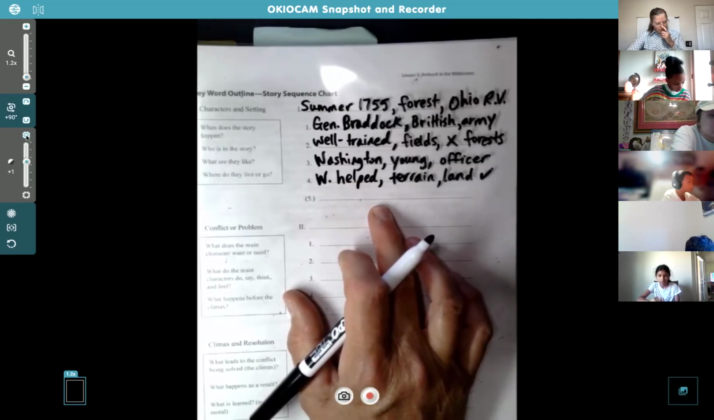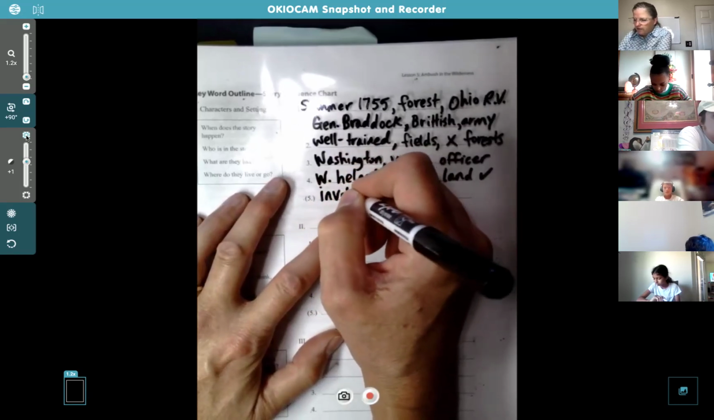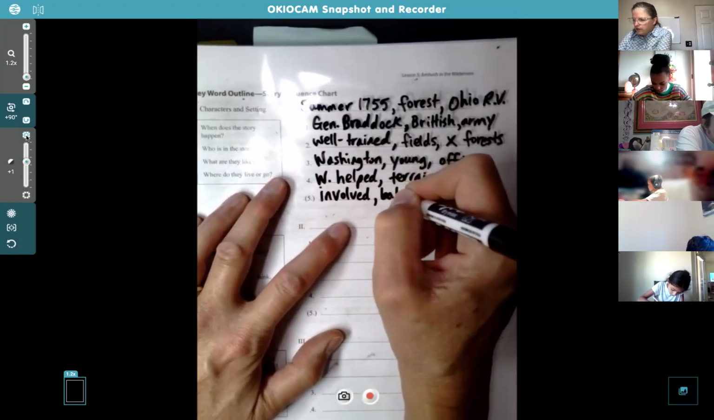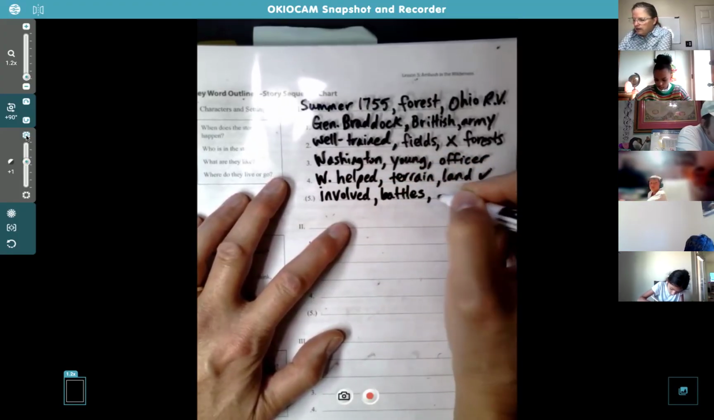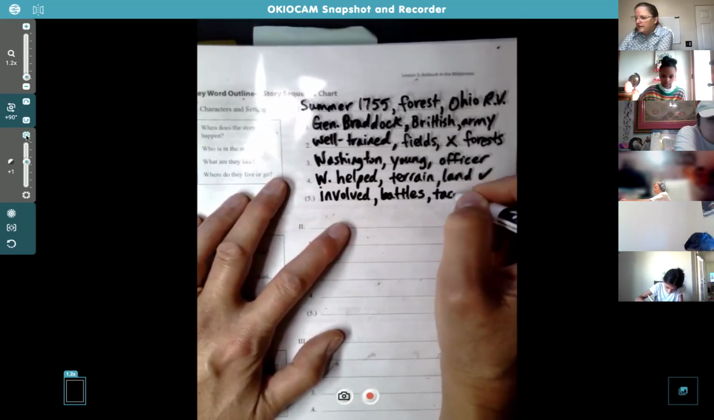We can put involved, and then battles, and then tactics, and then we can put a check mark beside it, like he knew. Okay. I like it. I like the check mark idea. Involved, battles. Wait, is that what you said? Was there one more word? Tactics with a check mark beside it. Tactics, that's what it was.